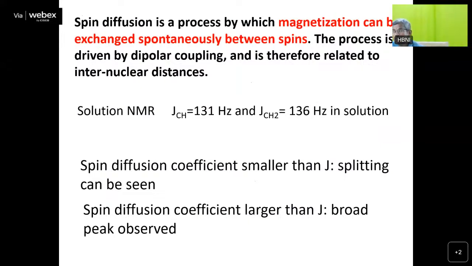If you can replace part of the proton with deuterium, then what happens? The proton-proton coupling decreases. So then you may be able to see a carbon-13 hydrogen coupling in solids also. So isotopic exchange is also normally done to see whether it's a CH proton or a CH2 proton, etc., in amino acids, to distinguish the type of carbon. So I just told one example of spin diffusion, how it affects the line shape and how we can get information from that. If the spin diffusion coefficient is smaller, then splitting can be seen. If the spin diffusion coefficient is larger, then a broad peak is observed.